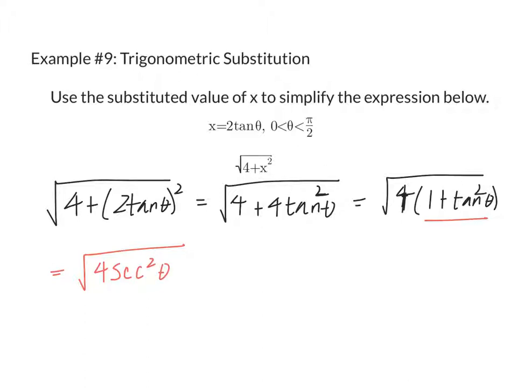And then finally, you can essentially take the square root of each. So I'm going to show them separated, but you don't have to. It's the square root of 4 times the square root of secant squared theta. You don't have to show this step, but the final answer would then be 2 secant theta.